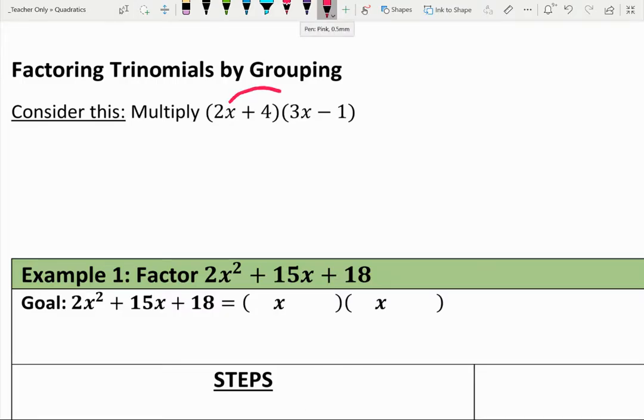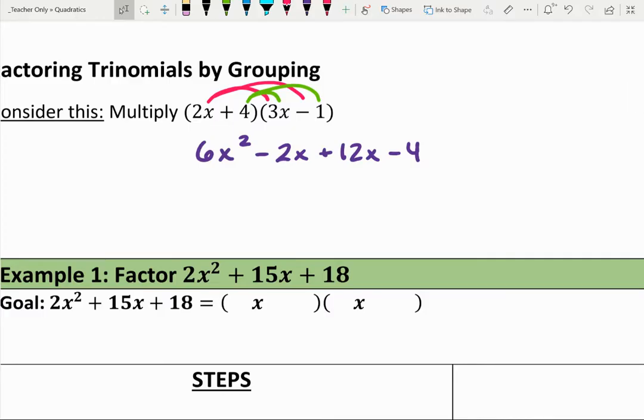So first I'm going to multiply 2x to 3x and negative 1, and that will give me 6x squared minus 2x. And then I'm going to distribute 4 to 3x and negative 1. So that will give me a positive 12x and a negative 4.